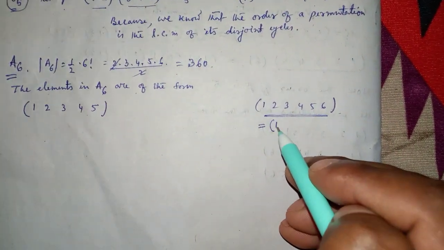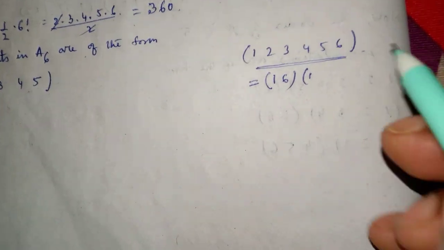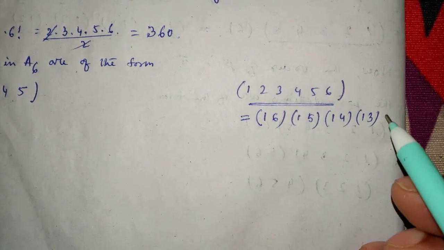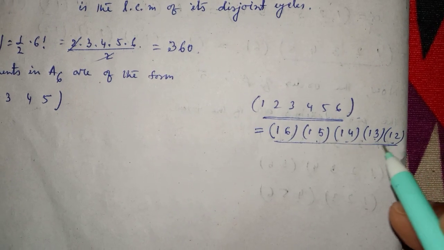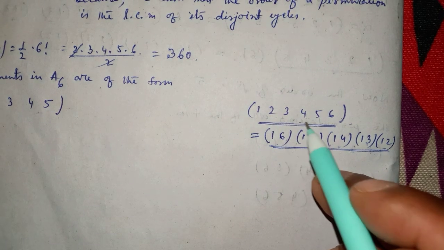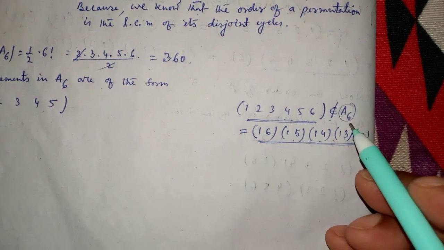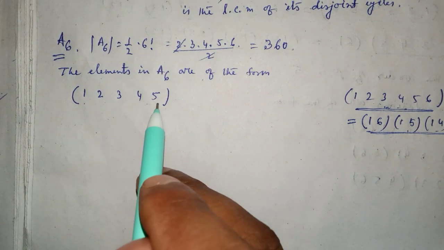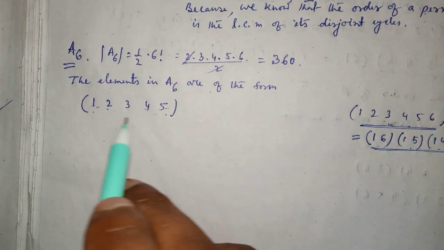So it is the product of (1 6), (1 5), (1 4), (1 3) and (1 2). So this permutation is the product of 5 transpositions. Since 5 is odd, this permutation is odd. So it does not belong to A6, because A6 contains only even permutations, and this permutation is odd. But here (1 2 3 4 5) is the product of transpositions (1 5), (1 4), (1 3) and (1 2). So this is the permutation.